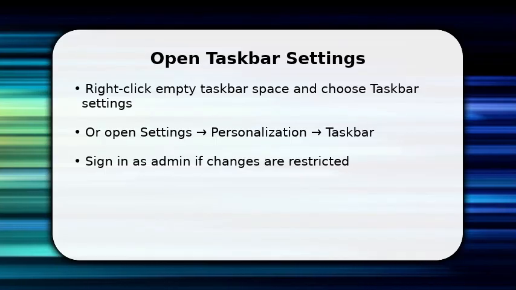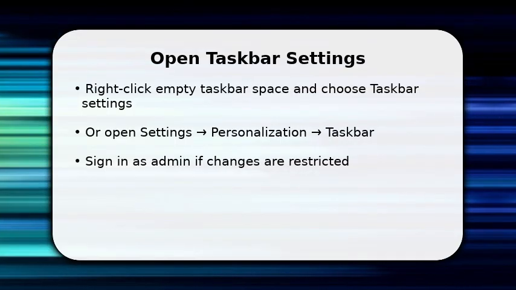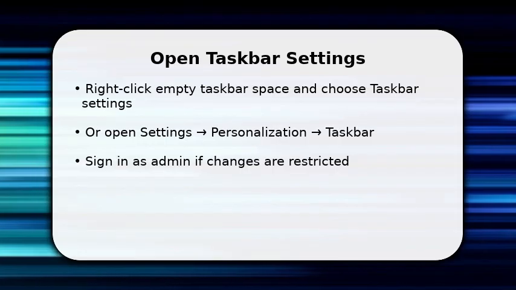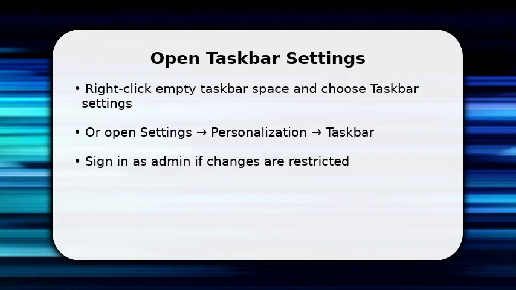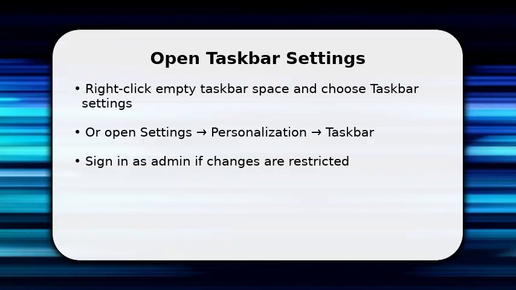You'll start by opening the taskbar settings so you can change behavior directly. Right-click an empty area of the taskbar and select Taskbar Settings, or press Windows key, type Settings, then go to Personalization and Taskbar. If you plan to modify system-wide options, make sure you're signed in as an administrator. Otherwise, some switches will be disabled. Once done, you'll see the main toggles and layout preview on screen, which will adjust in the next steps.